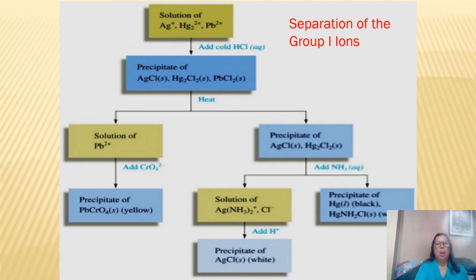So how to determine whether your unknown is silver, mercury, or lead is to follow this schematic diagram. Chromate will give the yellow, acid will give the white precipitate, and simply the ammonia will lead you to confirm that mercury is present.